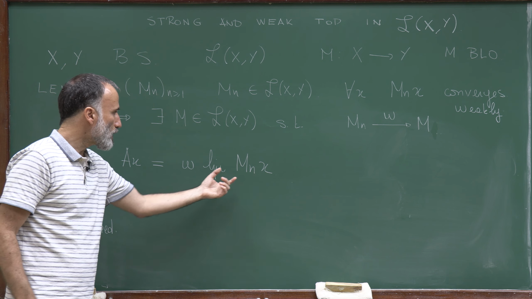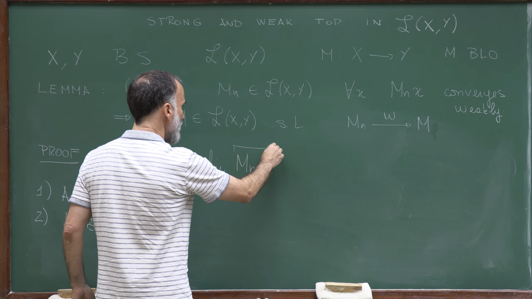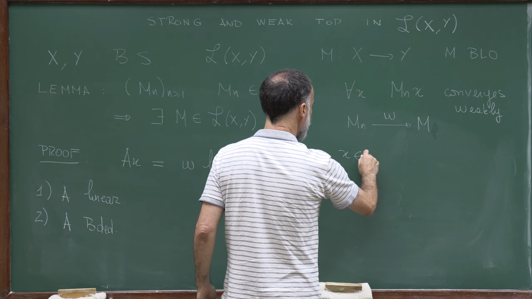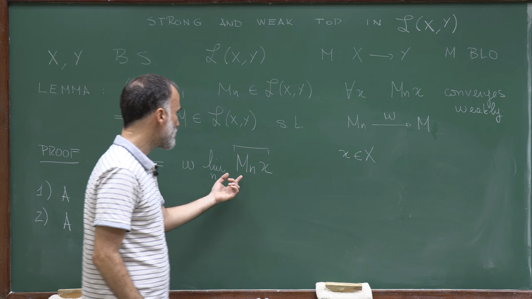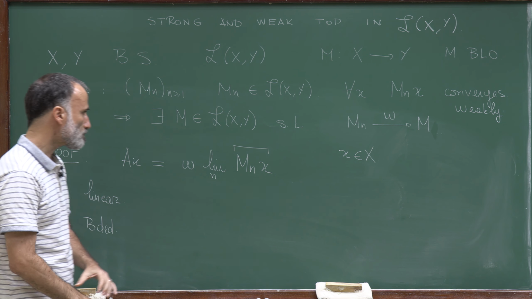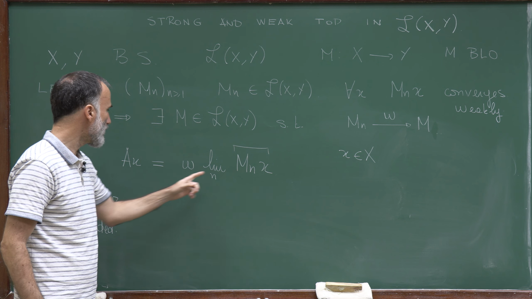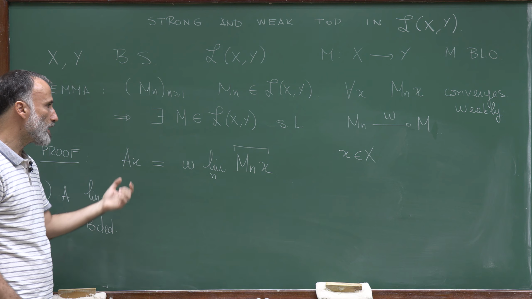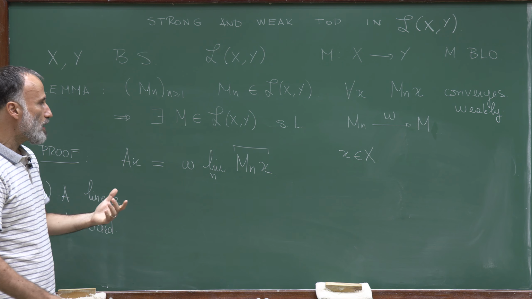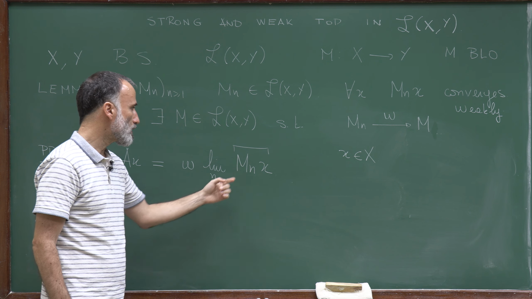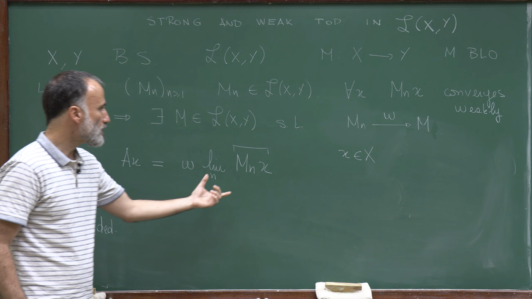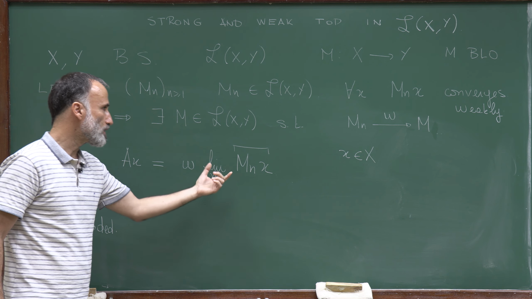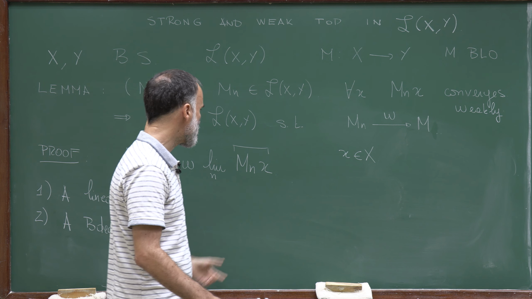Well, so we have a sequence here, M_n x. So fix x in X, and consider the sequence M_n x. This sequence is converging weakly to an element of Y, which we are calling Ax. We have seen, when we studied weak convergence, that this means that this sequence is bounded, and that the limit is bounded by the lim inf of this sequence.